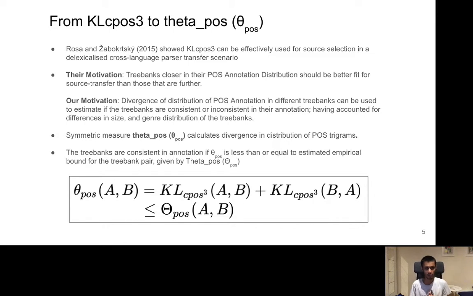Since KL_cpos3 and Kullback-Leibler is also a divergence metric and it's not symmetric, we propose a symmetric variant where we go from A to B as well as B to A, and we call this sum theta POS of A and B. This is limited by a threshold or an estimated empirical upper bound called capital theta POS. It's not an upper bound on the scores that theta POS can take. It's a score based on how much we want to assign, saying that okay, now the treebanks are consistent, now the treebanks are not consistent.